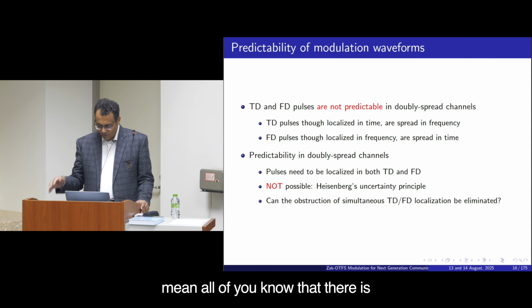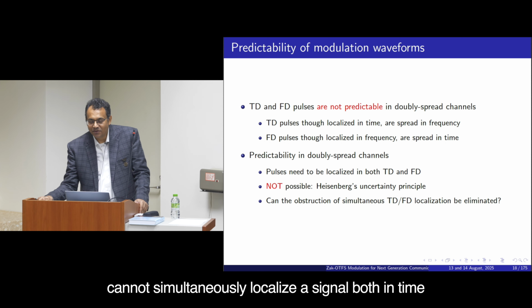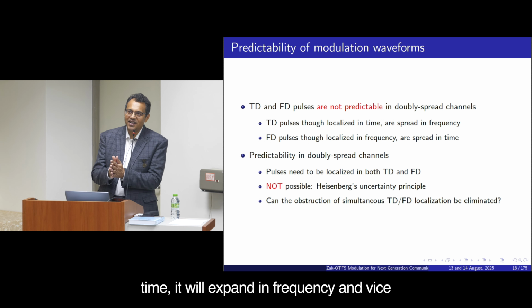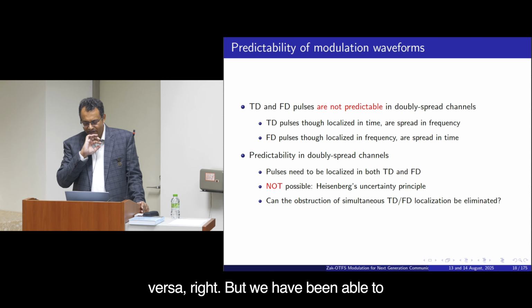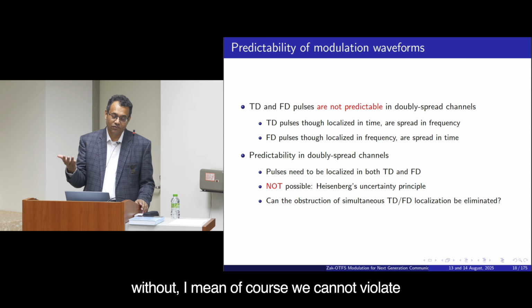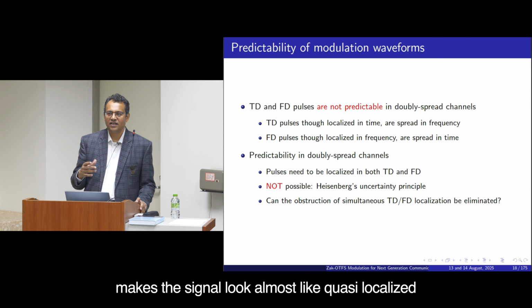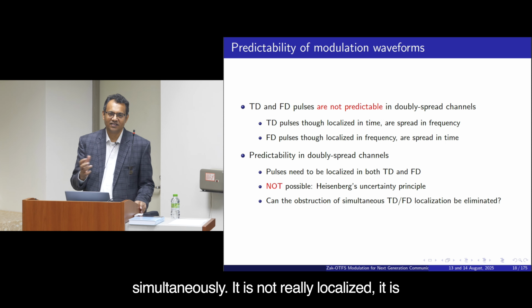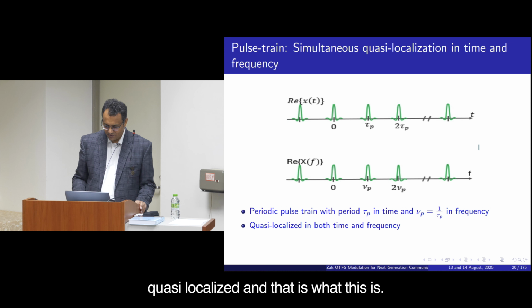But all of you know that there is this Heisenberg uncertainty principle which says that you cannot simultaneously localize a signal both in time and frequency. If you try to localize in time, it will expand in frequency and vice versa. But we have been able to go around this principle, of course we cannot violate it. We can do something which makes the signal look almost simultaneously localized. It's not really localized, it's quasi-localized. And that is what this is.